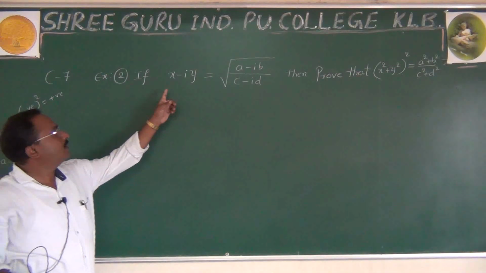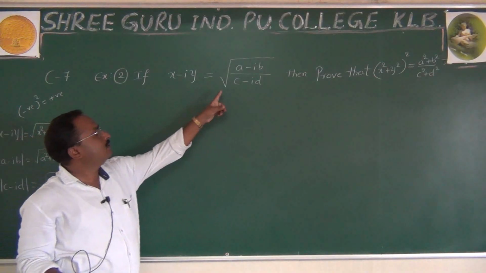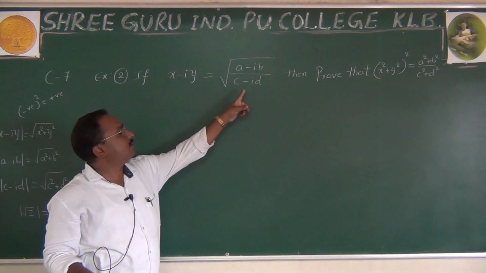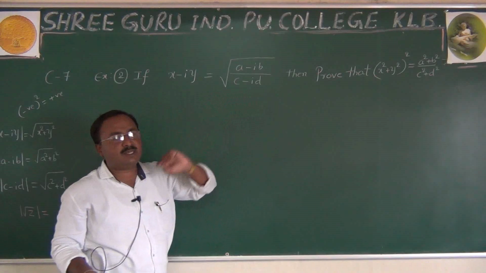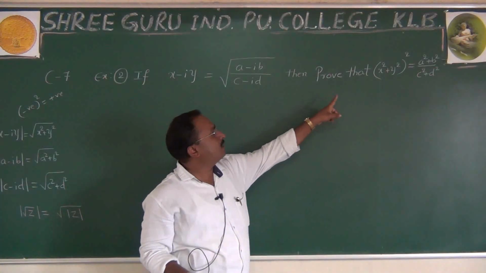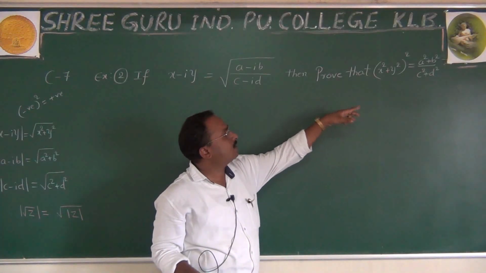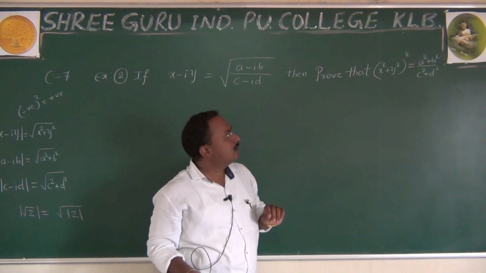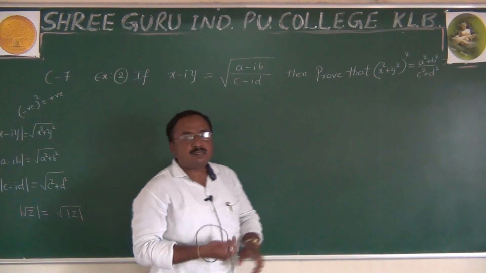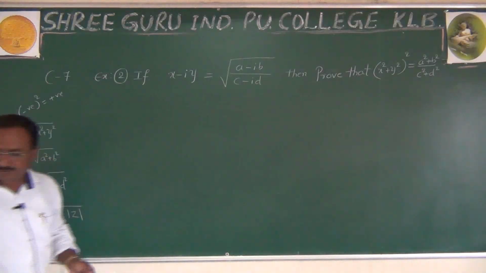Next. If x minus iy is equal to the square root of a minus ib divided by c minus id, then prove that x square plus y square, whole square, is equal to a square plus b square divided by c square plus d square.